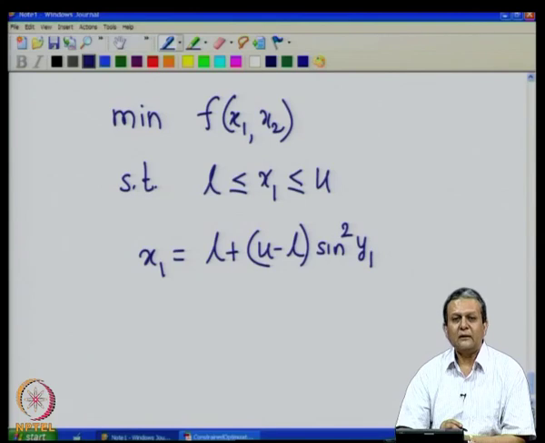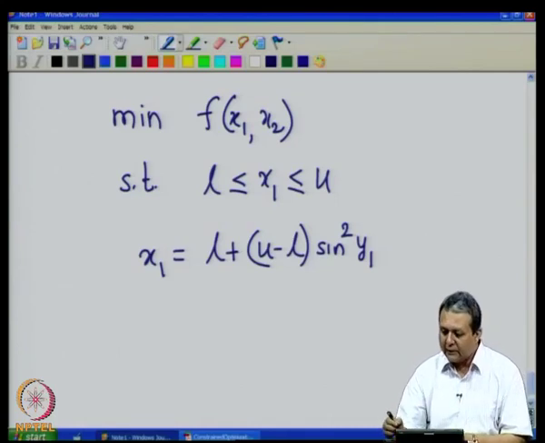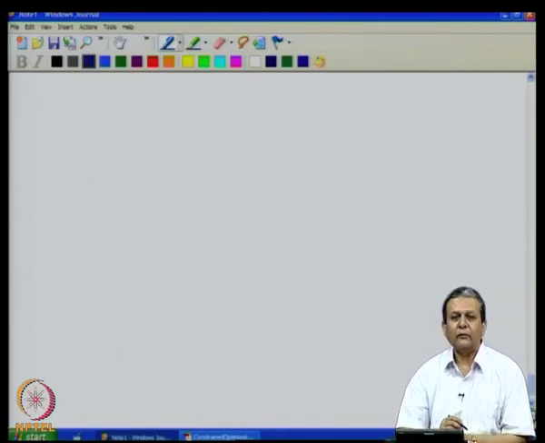So, you will see that by using such transformations, the original problem can be converted to an unconstrained optimization problem. Note that these transformations are not unique, one can always come up with some new transformations depending upon the problem. Now, as I mentioned earlier, one has to be very careful when one solves these constrained optimization problems by reformulating them as unconstrained optimization problems.